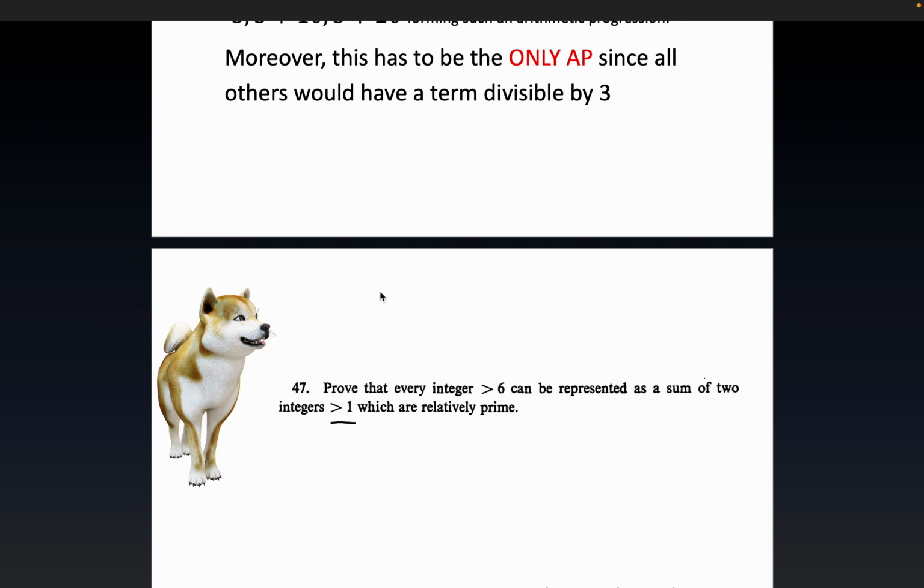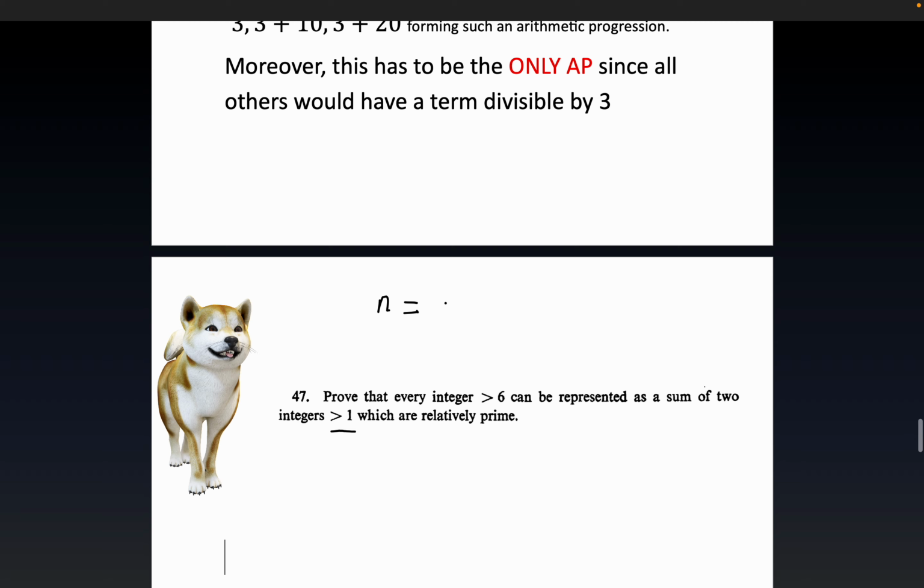You probably already see, but notice that n is equal to certainly n minus 1 plus 1, right? And so certainly n minus 1 and 1 are relatively prime. So that's not interesting, and it's not even worth mentioning, really, right? But that's why you have the greater than 1 right here. So n minus 1 and 1 would do the trick if you allowed 1 in your representation.